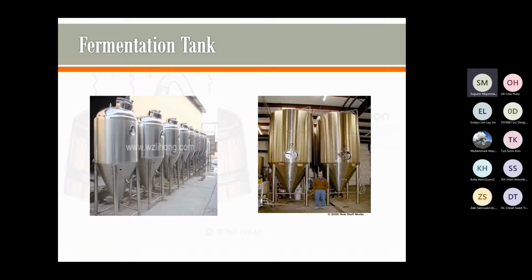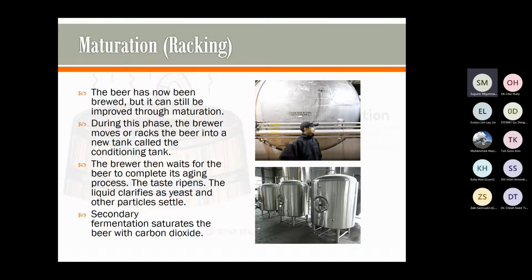So this is a fermentation tank. All those beers to be made will be fermented in this tank for 10 days, and then it comes to maturation. Now the beer has been brewed, but it can still be improved through maturation. The word comes from maturing or racking.